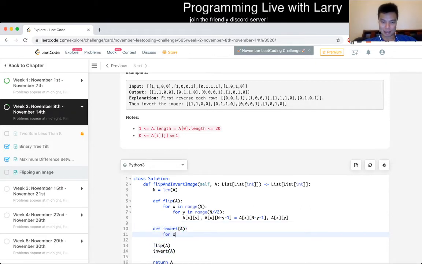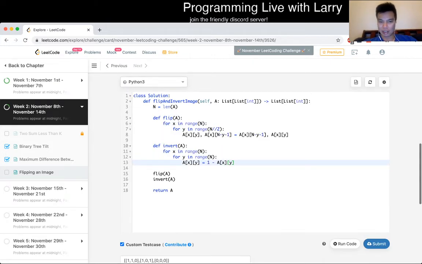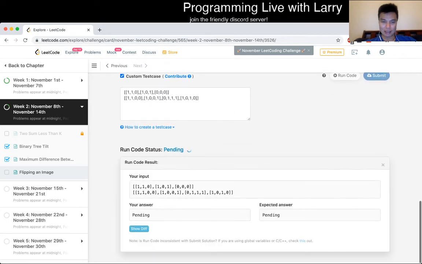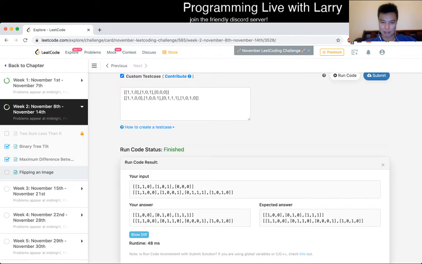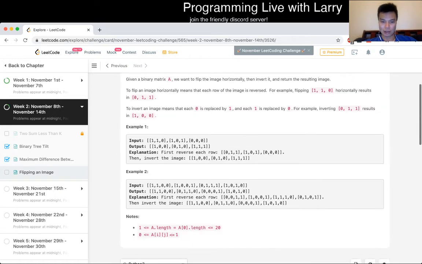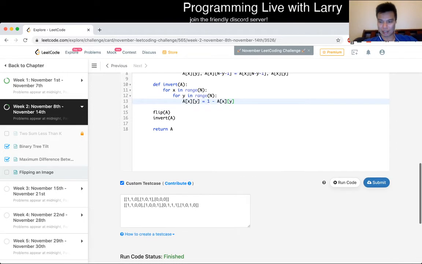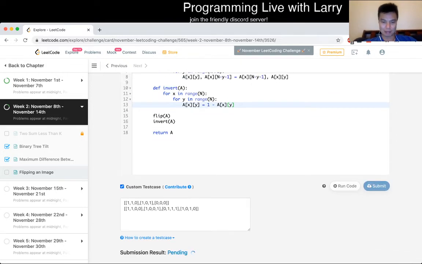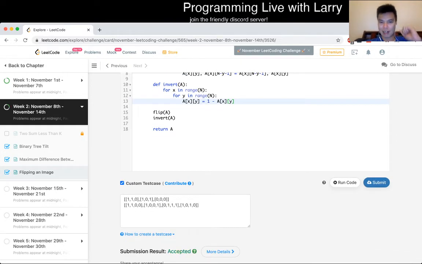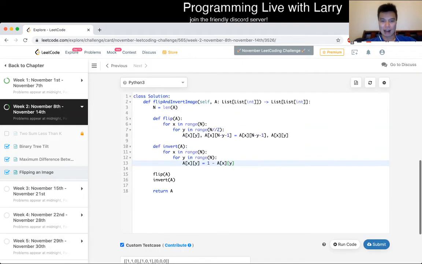Which is just for x in range of n, for y in range of n, A sub x y is equal to 1 minus A sub x y to convert it from 0 to 1 and vice versa. So now let's run the code again. Looks okay by the eyeball test. Let me see if there are any zero case things. I don't think so. Let's give it a go. Yay, easy problem. Let me know what you think.